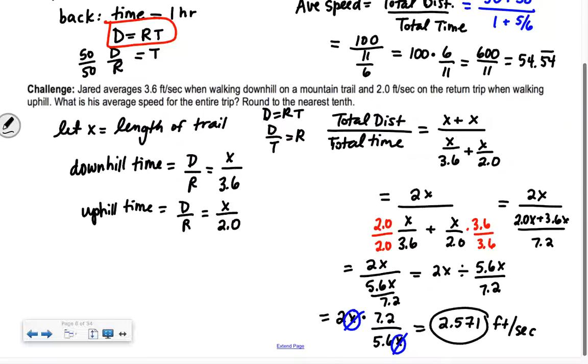Okay, you guys get it? That's a hard one. That would be like a bonus question on your test. That's why I have like challenge next to it. All right, so let's stop there.